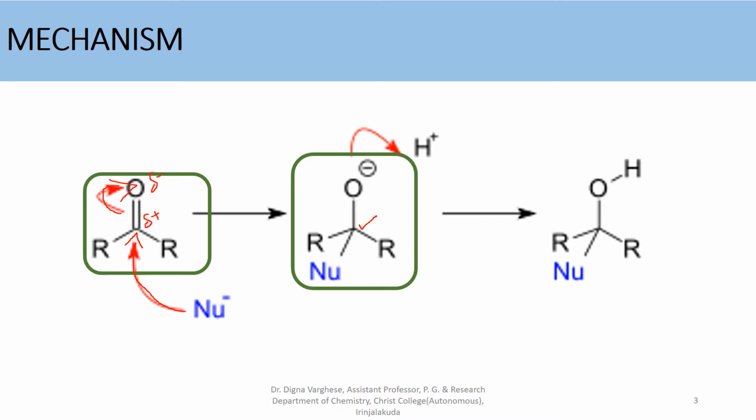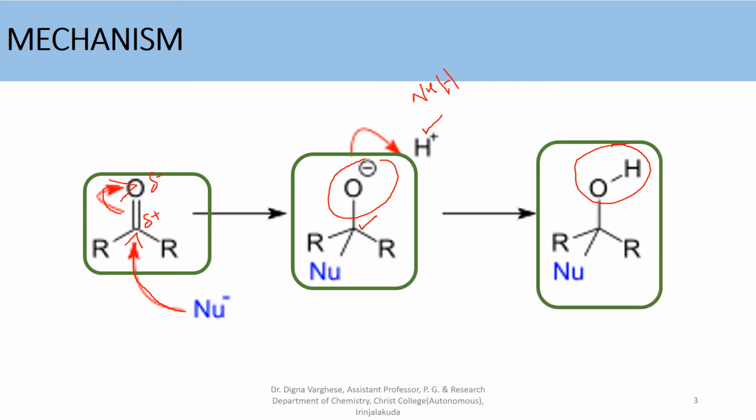or alkoxide intermediate. In step 2, this alkoxide intermediate reacts with H plus in the reaction medium, that is NuH. Here the H plus from the reaction medium will attach to the alkoxide, forming an alcoholic or hydroxyl group. So this is the addition product. This is the nucleophilic addition product.